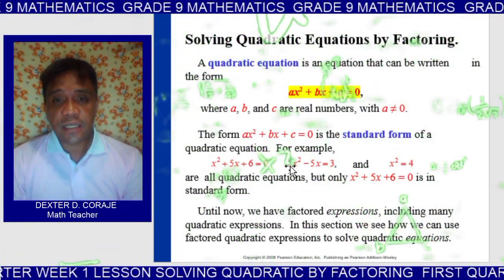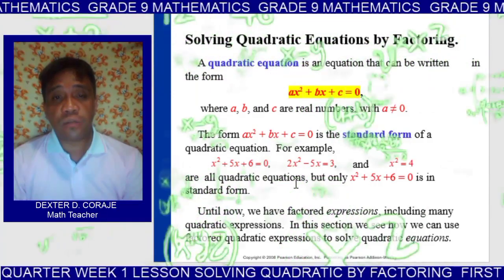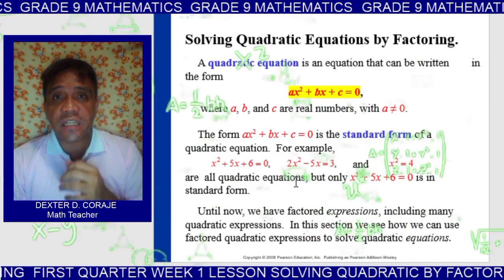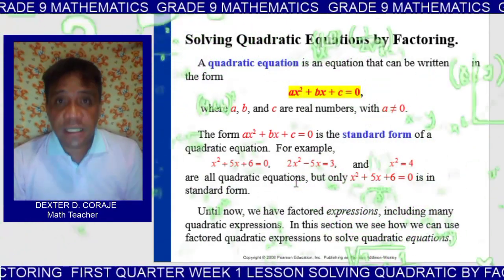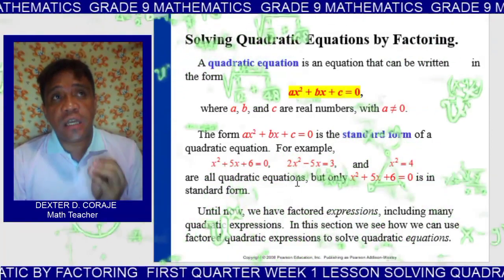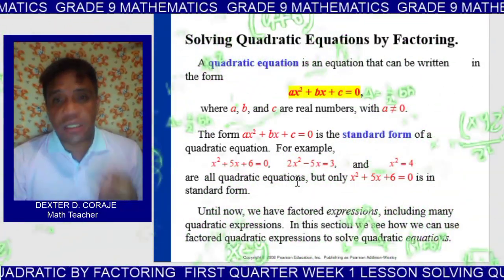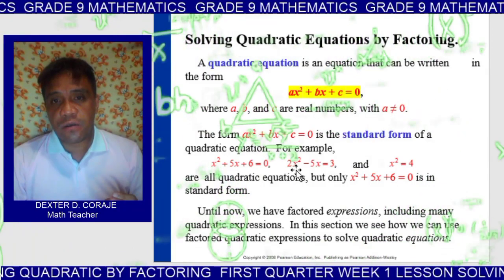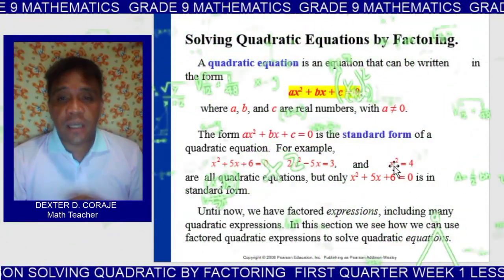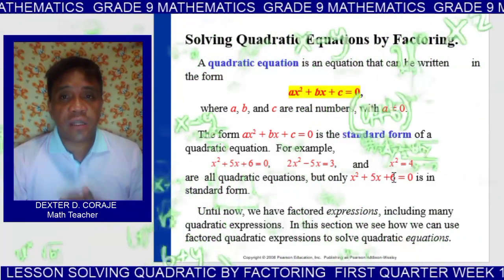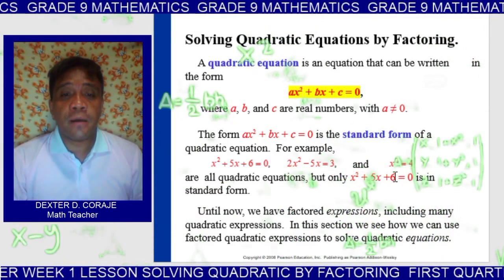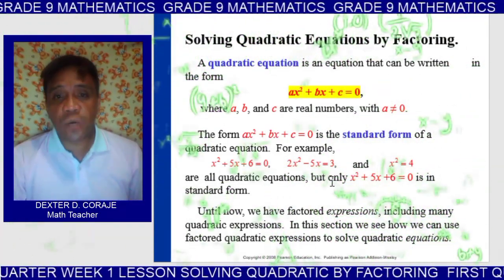While the second example, which is 2x squared minus 5x equals 3, is not written in the standard form, but it is a quadratic equation. Why? Because the degree of the variable is 2. So that is why it is a quadratic equation. While on the next example, which is x squared equals 4, still the same, it is not written in the standard form, but then again, still a quadratic equation.